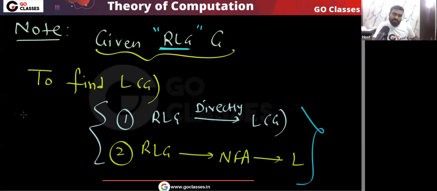So there are two methods. Whichever you like you can apply, depending on the grammar. If the grammar is very complicated and you cannot directly find the language, then you can convert to an NFA and then find the language. So there are two ways and you can use any of them. Understood?